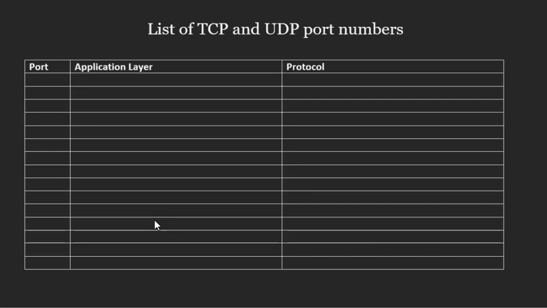Registered ports, which are 1024 to 49151, are ports that are assigned by the IANA to specific applications or services, but they are not as widely known as the well-known ports. Examples may include MySQL port 3306 or PostgreSQL port 5432.